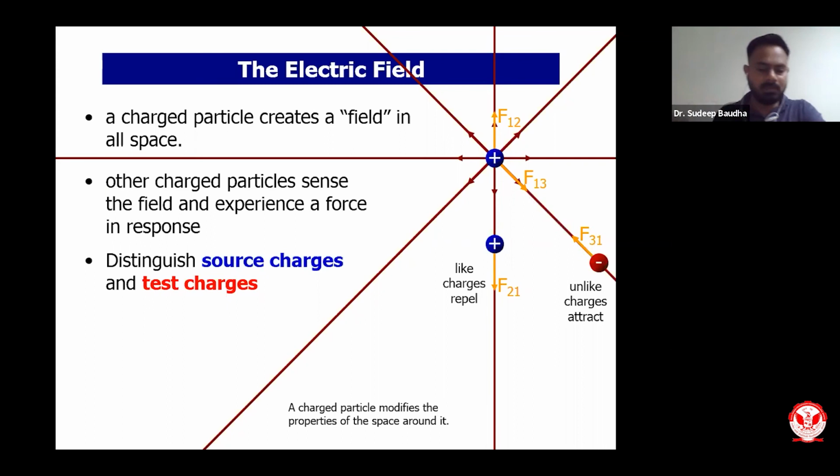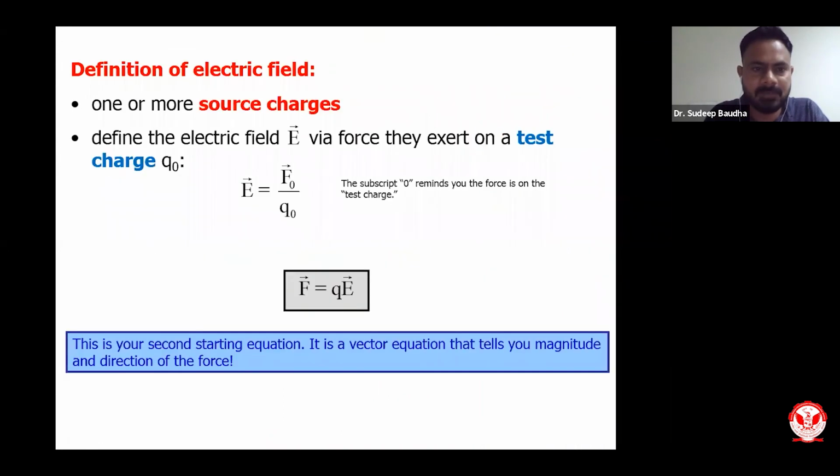So I hope now you have got the concept of electric field also. Electric field is nothing but the force which we have experienced in Coulomb's law. Let us see what the definition of electric field is. One or more source charges can be there, so the electric field can be explained in terms of point charges which are kept in the vicinity of the charge.